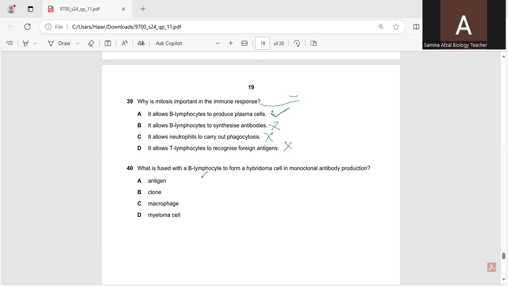Question number 40: what is fused with the beta lymphocyte to form a hybridoma cell in monoclonal antibody production? For monoclonal antibody production, there is no requirement of antigen, no clone is required, no macrophage is required. So only myeloma cell is required for this purpose. So D is the correct option for question number 40.